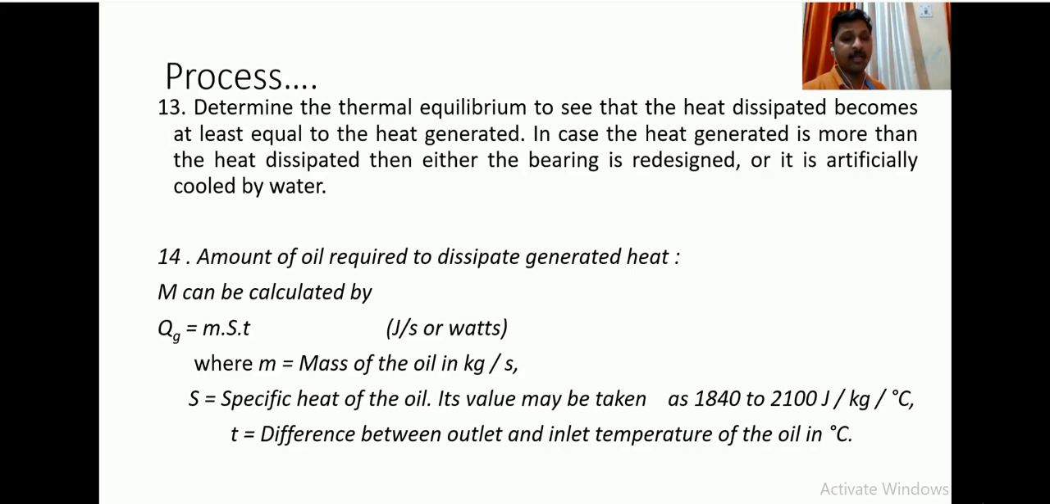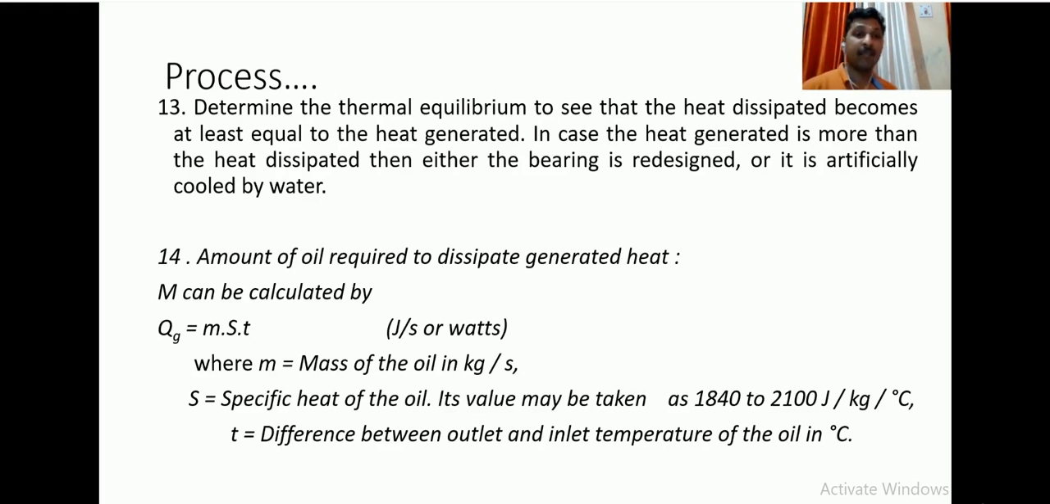Now the next process: we have to check whether the heat dissipation is equal to the heat generated, or more than, or less than the heat generated. If the heat dissipation is more than or equal to the heat generation, then the bearing is safe. That means there will be no accumulation of heat at the surface of the bearing. But if the heat dissipation is lesser than the heat generation, what will happen?